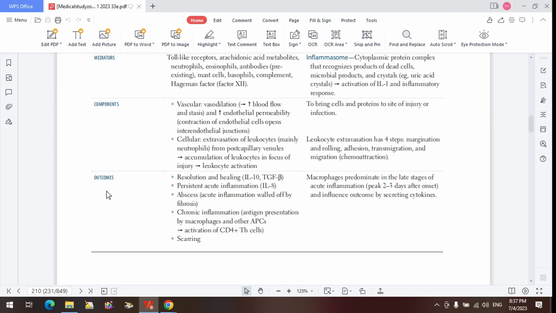That is all. But in some situations, you don't have resolution of inflammation. It continues, like in sepsis. They continue to elaborate all those interleukins, driving the inflammatory drive. That is when you say it is persistent. Sometimes they can form abscess. Acute inflammation can lead to formation of abscess.